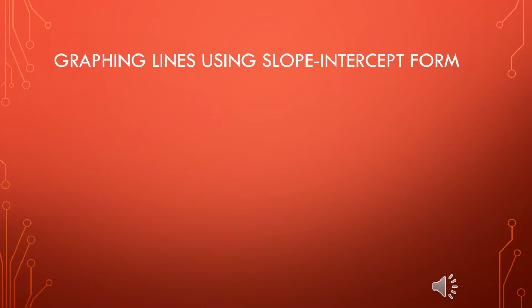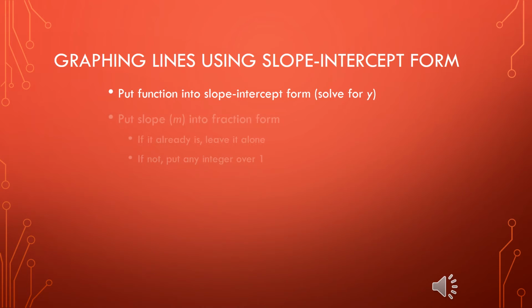Here's how to graph lines using slope-intercept form, which is probably the most important thing we can do with slope-intercept form. Put the function into slope-intercept form, which means you have to isolate y, or solve for y. Then put the slope, m, in fraction form. It might already be in fraction form, so if it is, leave it alone. If it's not in fraction form, that means it's in integer form, and you can put any integer over 1.